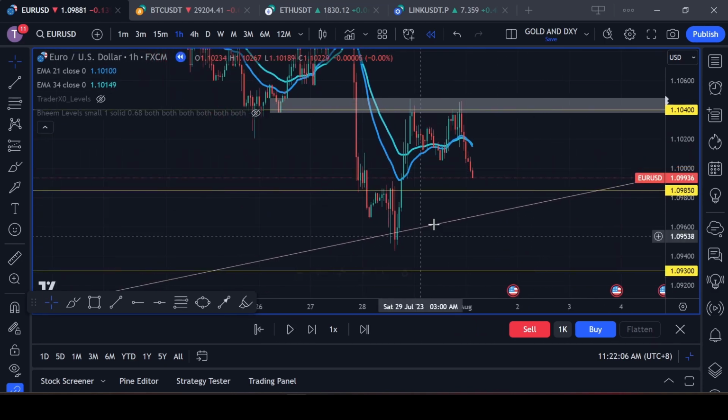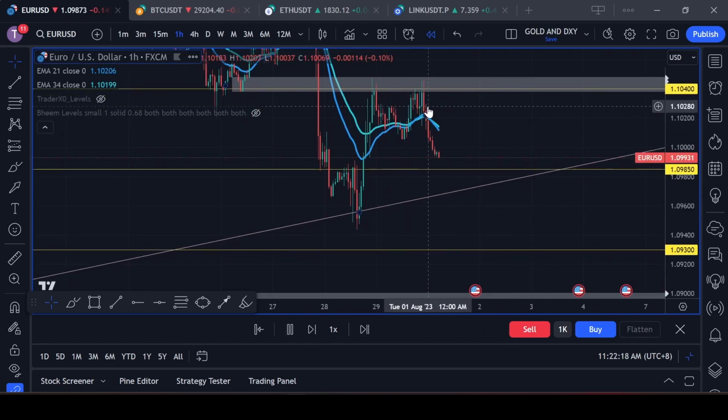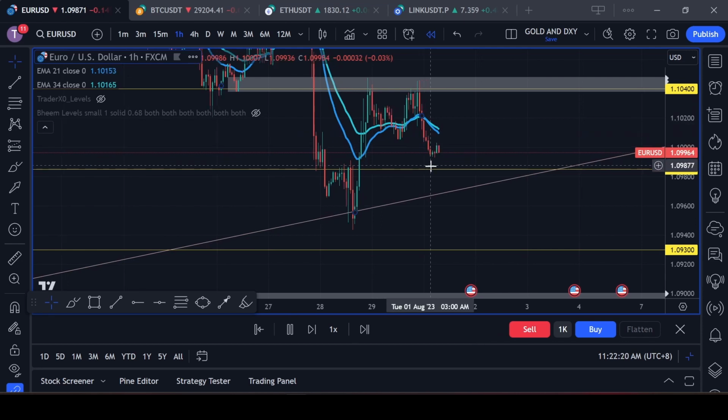Once price breaks this prior support on the lower time frame, price is suggesting that we are going to continue the bearish momentum. Let's play it further. It continues breaking down.